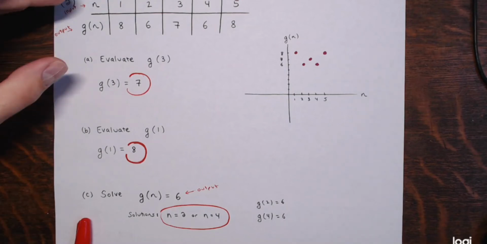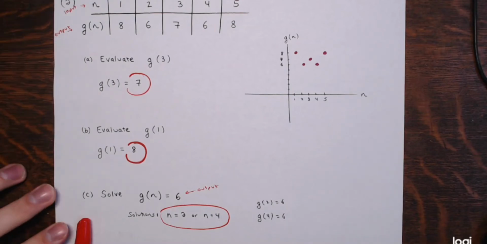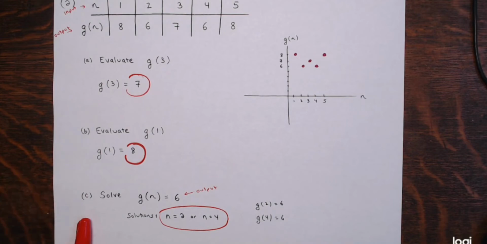Alright, so when there's a table with just a few ordered pairs like this, real easy to read, I'm hoping. Right? And again, I hope you understand what's an input, what's an output. And it should make sense with the way function notation is written.